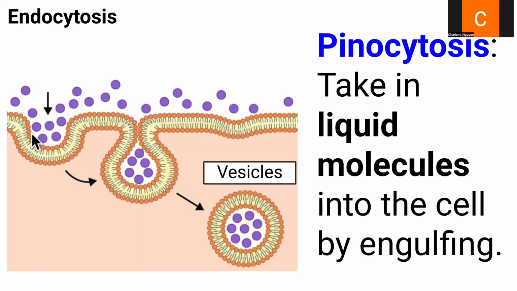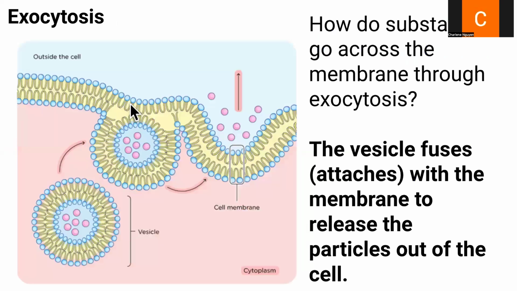Although it's not as extravagant as ATP powering a pump, here we can see that the cell is using energy in order to wrap itself around the substance. The last one is exocytosis. This is opposite from endocytosis. This is how we take substances out of the cell.